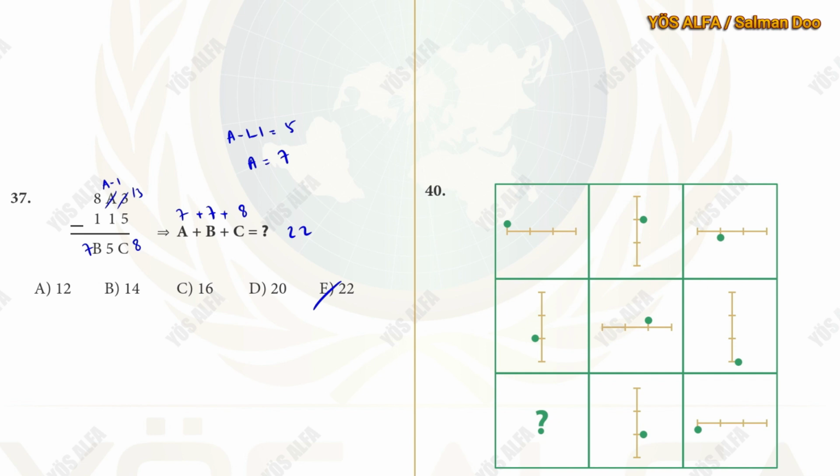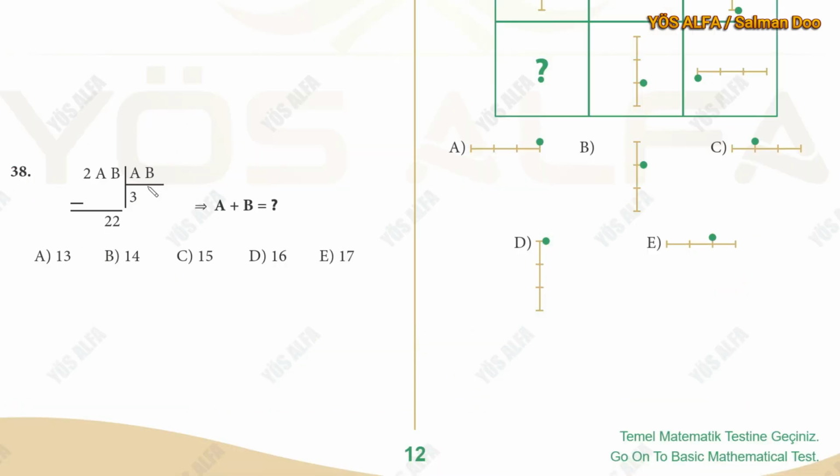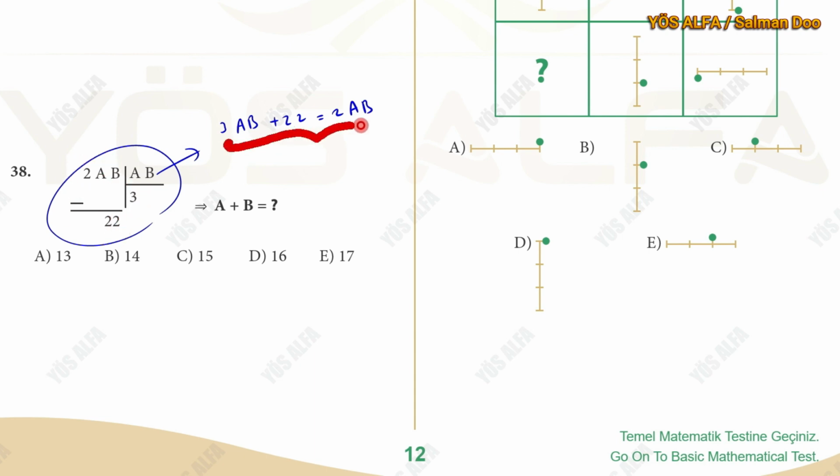The answer is E. 38. The division problem. So we can change this expression to this form: AB times 3 plus 22 is equal to 2AB. The product of the divisor and quotient plus the remainder is equal to the dividend. So that's the expression we got here.